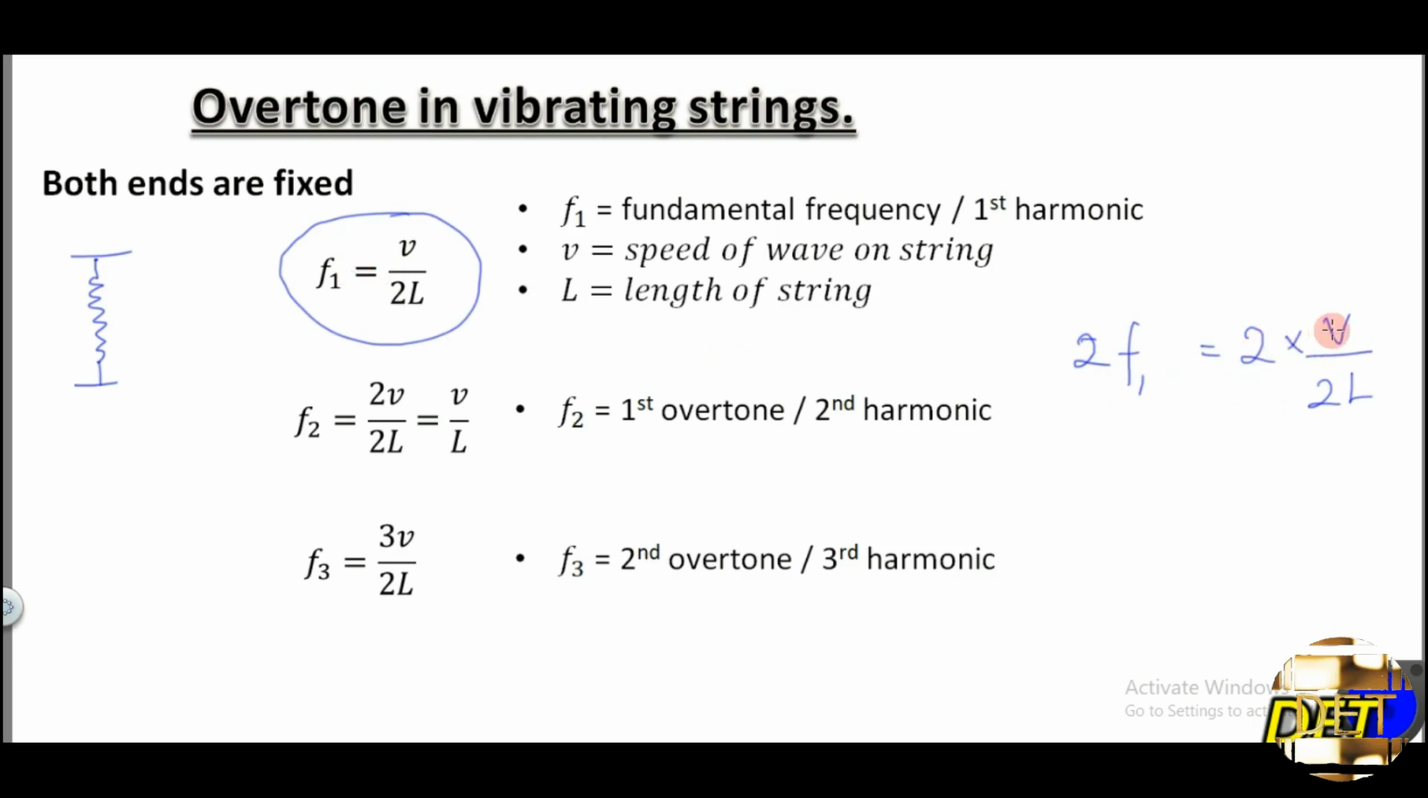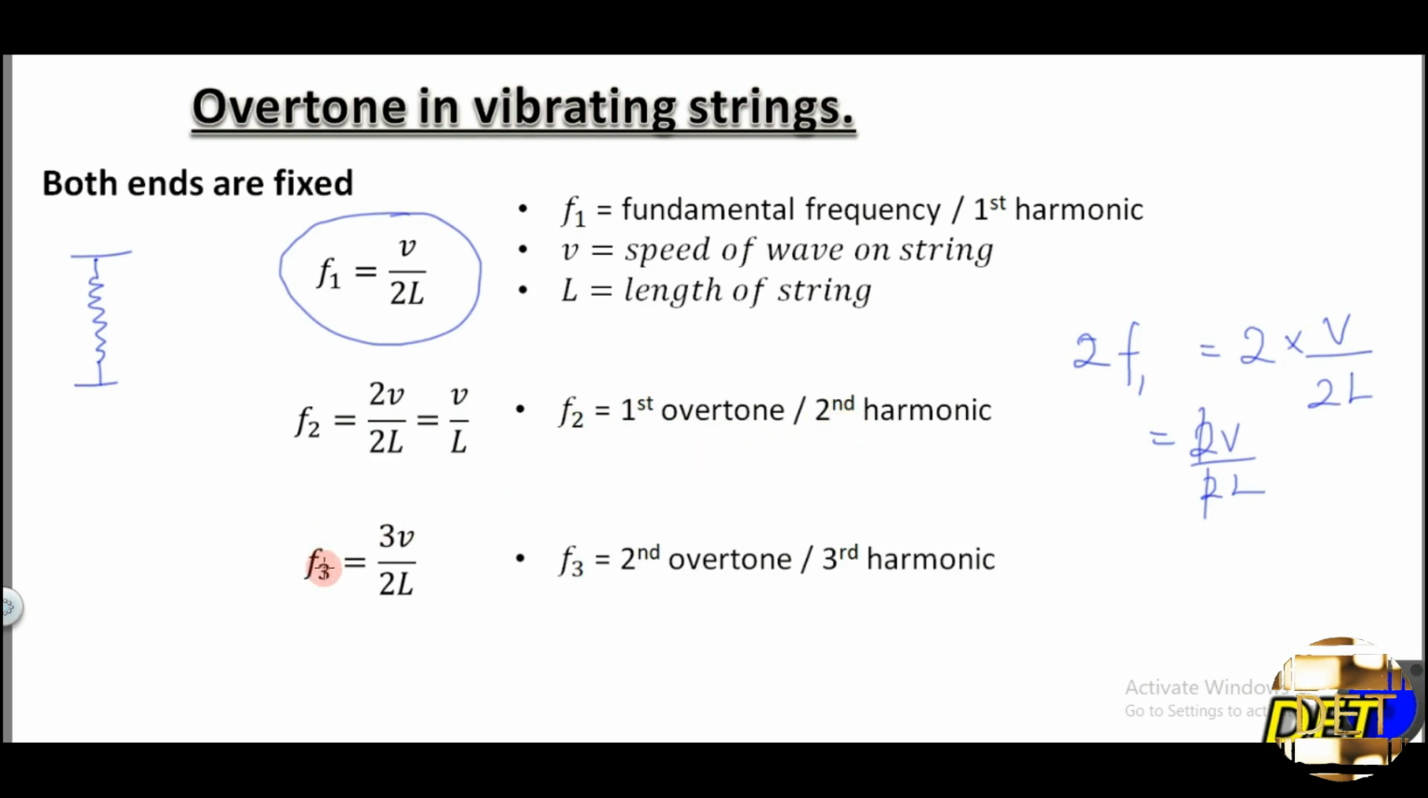So 2 times V will give me 2V over what? 2L. 2 will cancel out 2 to remain what? V over L, right? So my F2, which is the second harmonic or the first overtone, is equal to V over L. And that is what we have here, V over L, right? This is the F2, and it is equal to the first overtone or the second harmonic, right?